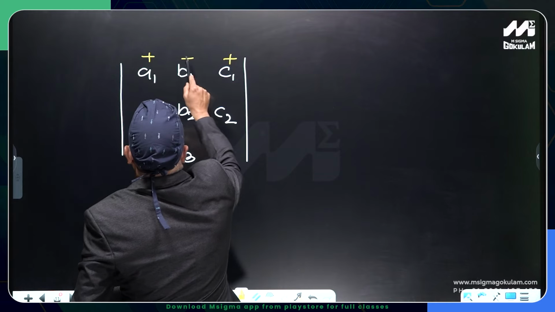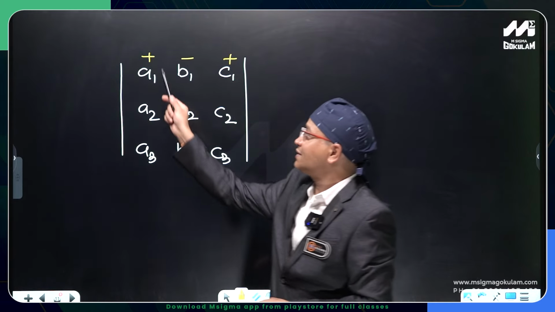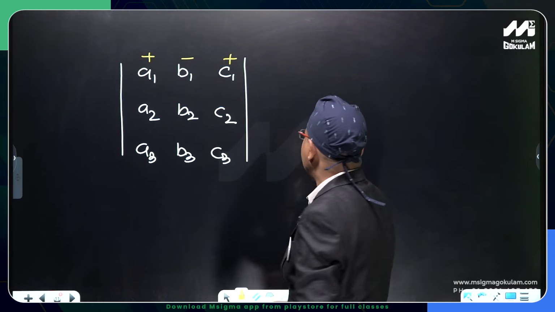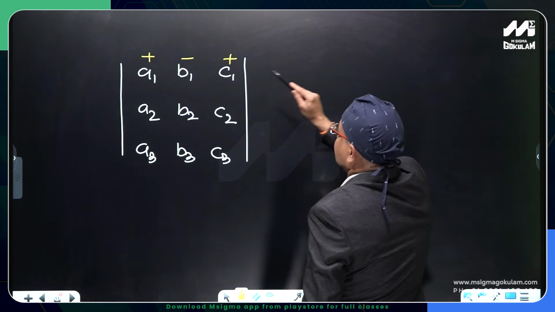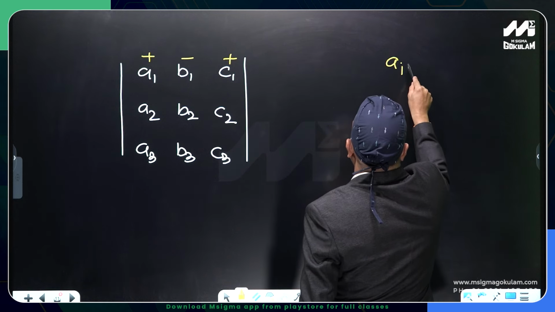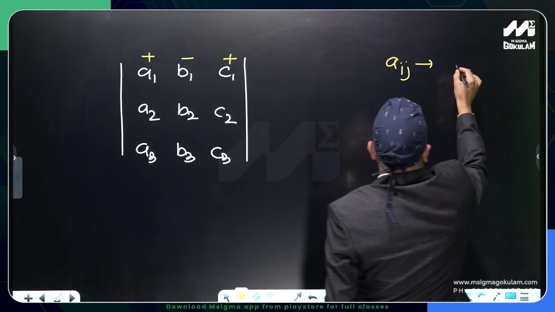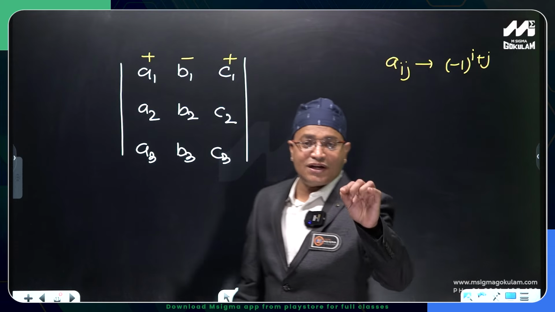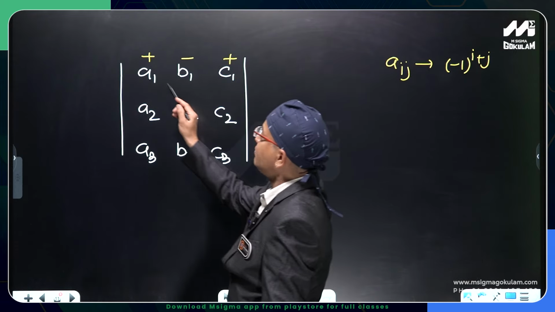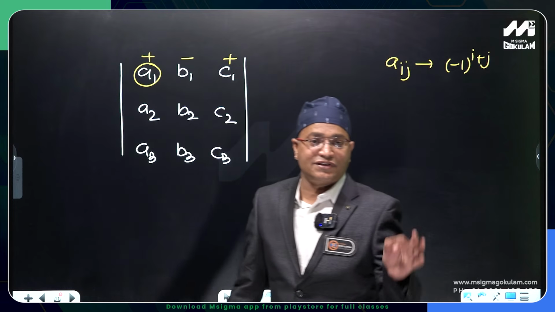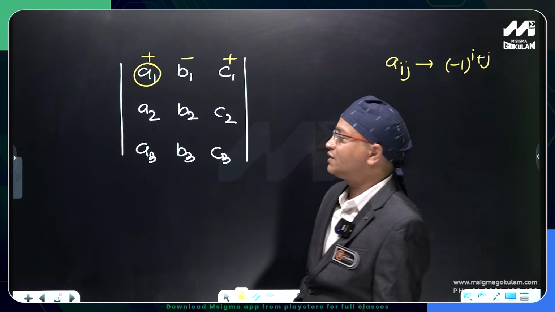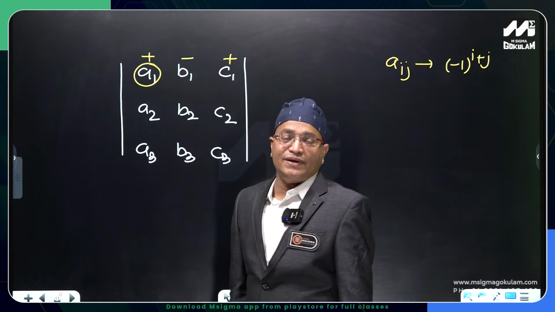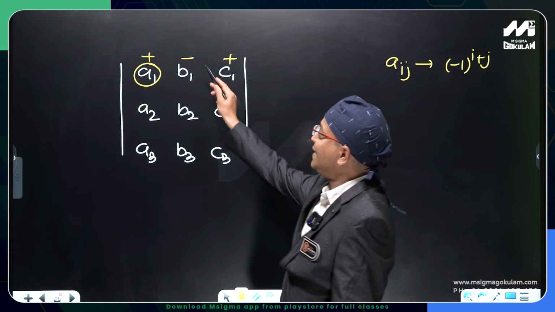Sir, why is it plus, here minus, plus? Why does it not start with minus, then plus, minus like that? You may have this doubt. That is all decided like this. The sign of any element, for example A_ij, is decided by minus 1 whole power i plus j, where i is the row number and j is the column number. So this element A1 is in the first row, first column. i is 1, j is 1. Accordingly, minus 1 whole power 1 plus 1 gives plus 1. Plus 1 into A1 is A1.